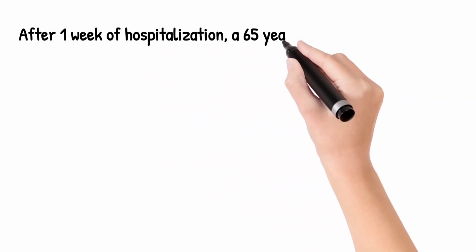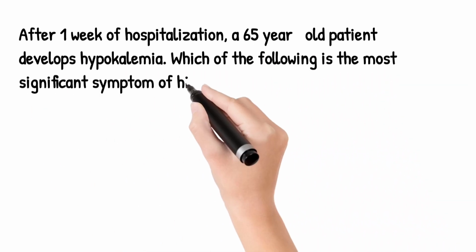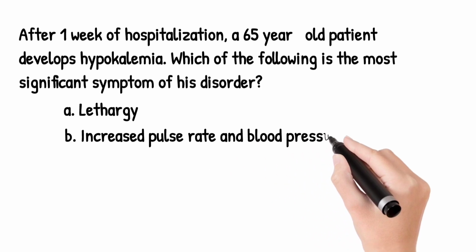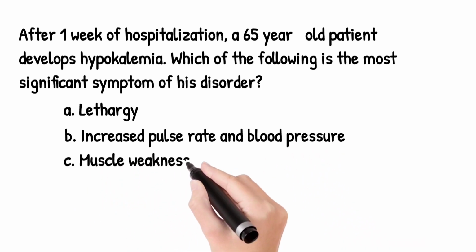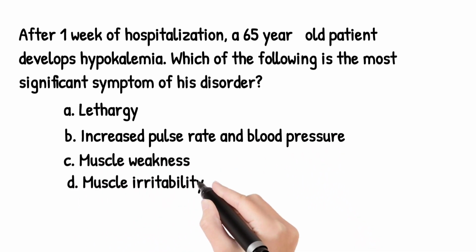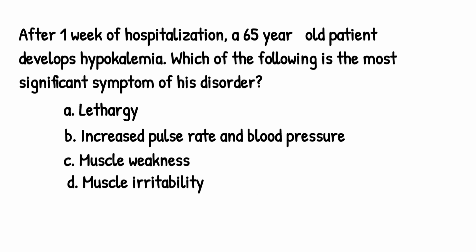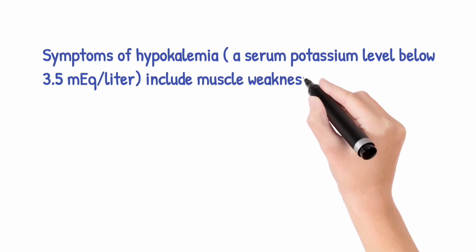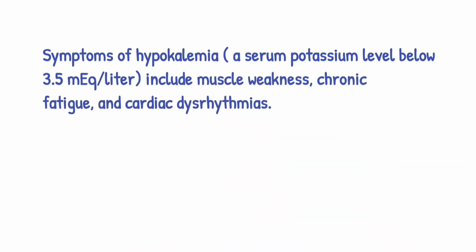After 1 week of hospitalization, a 65-year-old patient developed hypokalemia. Which of the following is the most significant symptom of his disorder? Option A, lethargy; option B, increased pulse rate and blood pressure; option C, muscle weakness; option D, muscle irritability. The answer is option C, muscle weakness. Symptoms of hypokalemia include muscle weakness, chronic fatigue and cardiac dysrhythmia.